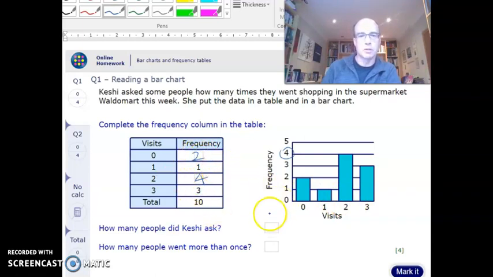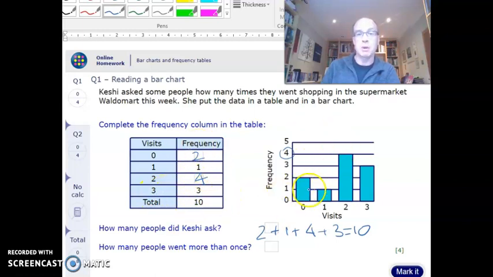So if I've got 2 plus 1 plus 4 plus this 3 here, what have we got? 2 plus 1 is 3, plus 4 is 7, plus 3 is equal to 10. So this total of 10 is the number of people that I've asked. So I asked 10 people, 2 said no visits, 1 said 1, 4 said 2 visits, 3 said 3 visits. Add them all up, I get to 10.